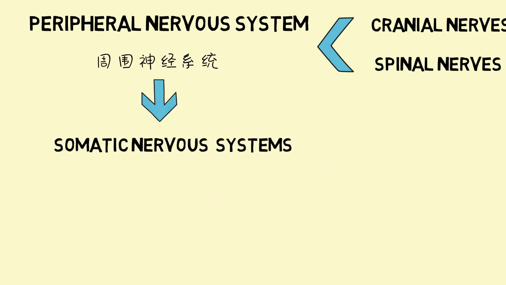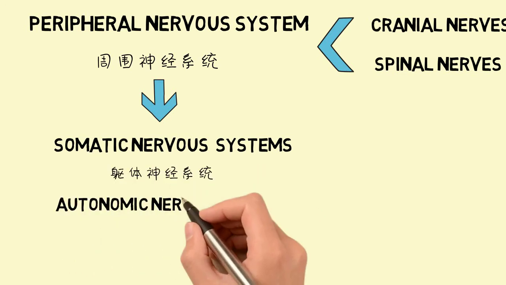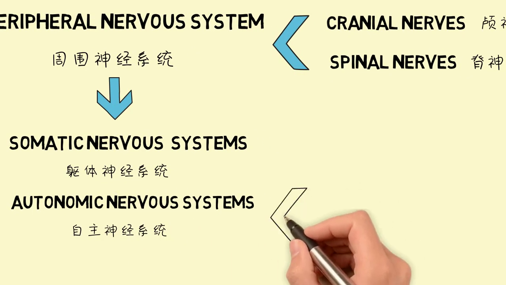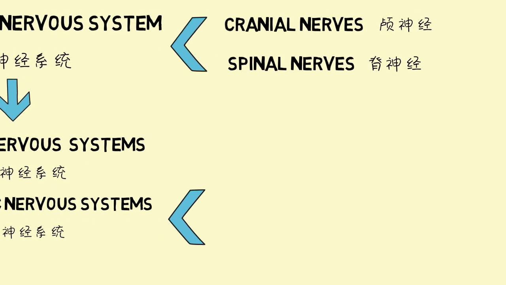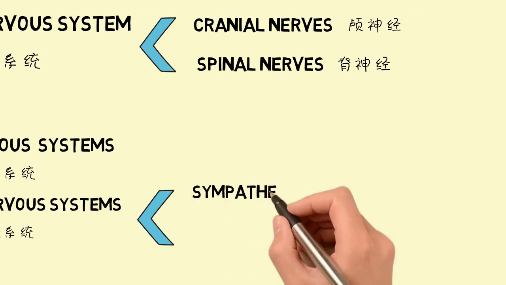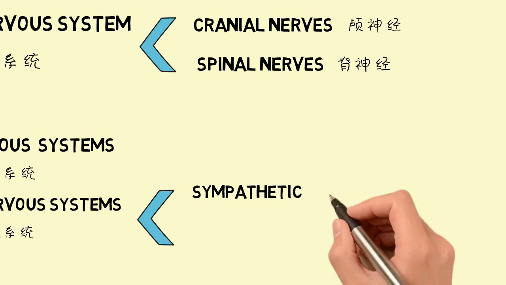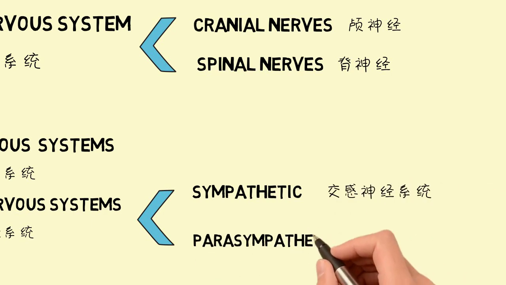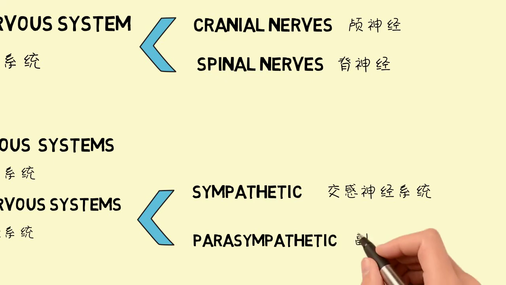Somatic nerves mediate voluntary movement. The autonomic nervous system is further subdivided into the sympathetic and the parasympathetic nervous systems. The sympathetic nervous system is activated in cases of emergencies to mobilize energy, while the parasympathetic nervous system is activated when organisms are in a relaxed state.